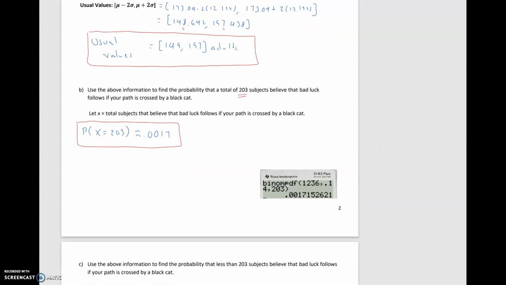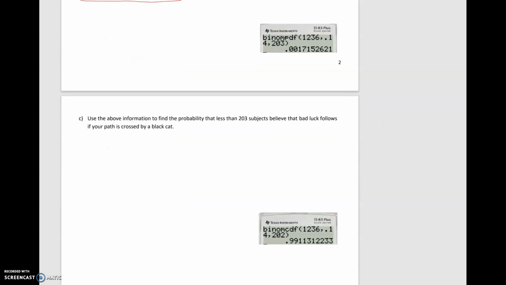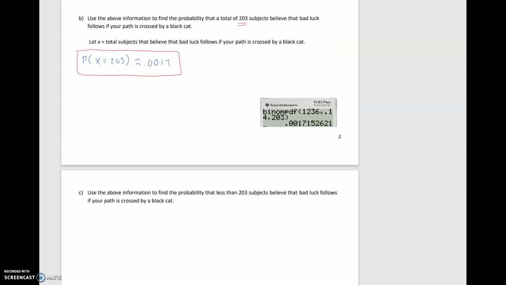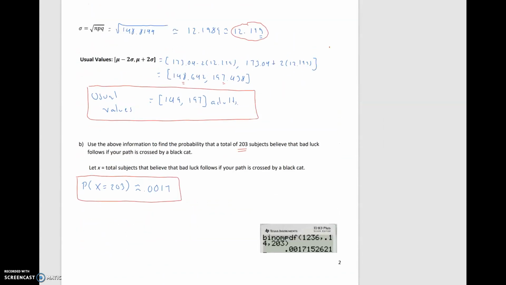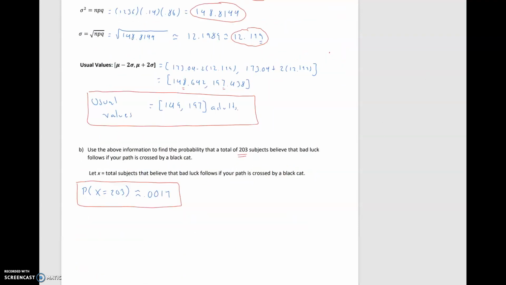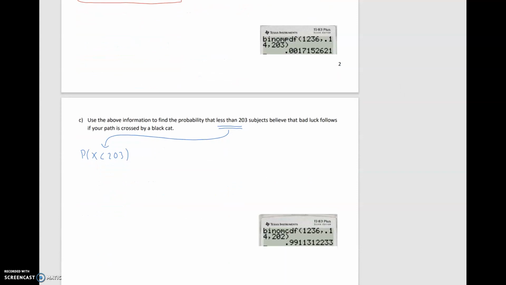Okay, let's take a look at the second one. In this one it says to use the same information. So we already declared the variable, and we don't need to declare it again. But they're asking for less than 203. So in terms of a probability statement, this one says less than 203. Now, your random variable here is integers. So if it says less than, you're not going to include the upper bound. In this case, less than 203 actually represents the probability of x is less than or equal to 202.